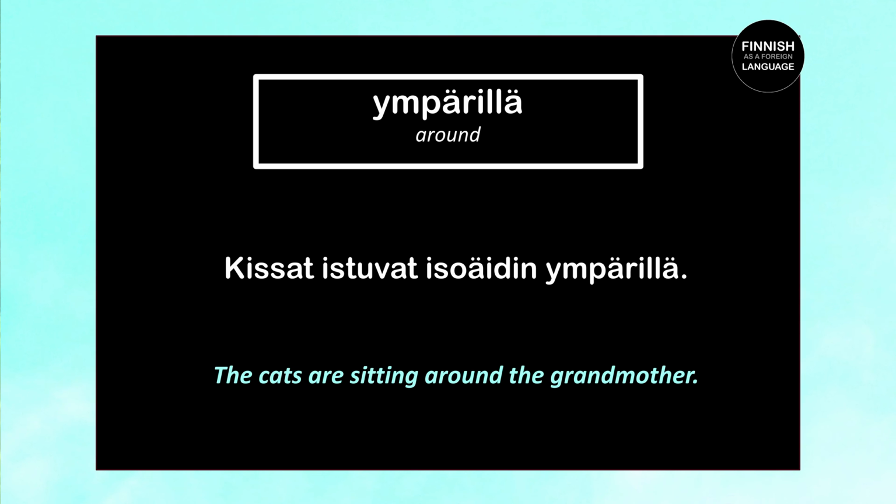Then we have isoäidin, which is the genitive case of isoäiti, which means grandmother. And the grandmother is standing here in the genitive case because she's followed by the postposition ympärillä, which means around. So let's repeat. Kissat istuvat isoäidin ympärillä. The cats are sitting around the grandmother.